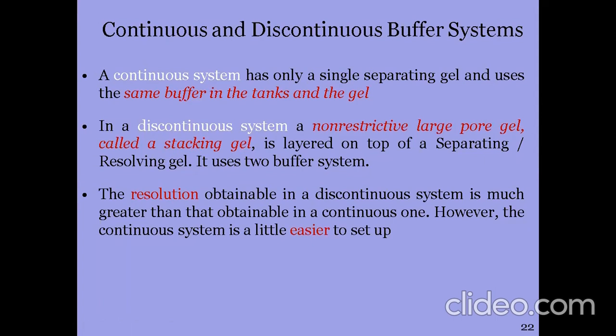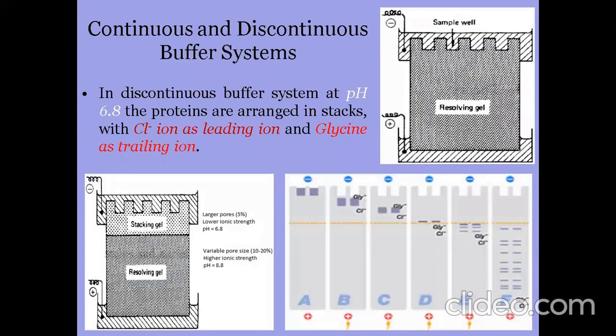Here you can see that in a discontinuous buffer system at pH 6.8, the proteins are arranged in stacks, with chloride as the leading ion. Now when the proteins move, in this gel you can see a yellow line. Above this yellow line will be known as the stacking gel, and below this line will be the resolving gel. So the upper one is the stacking gel and the second one is the resolving gel.